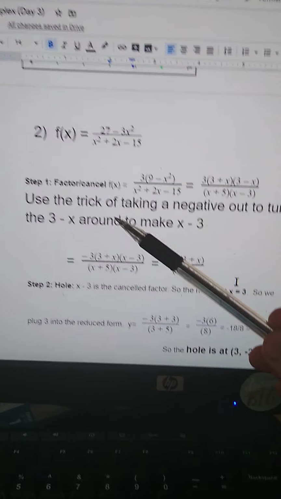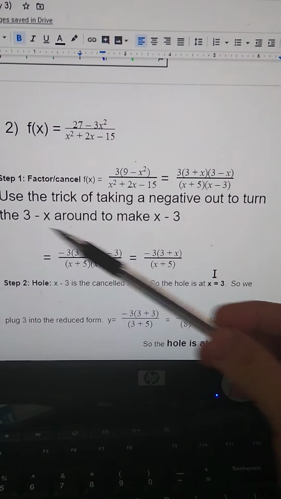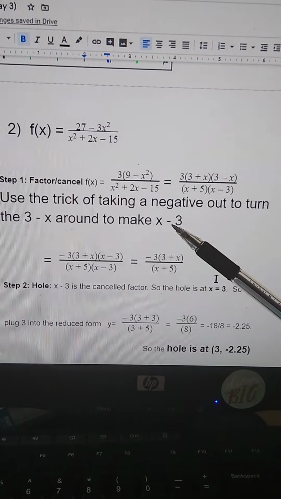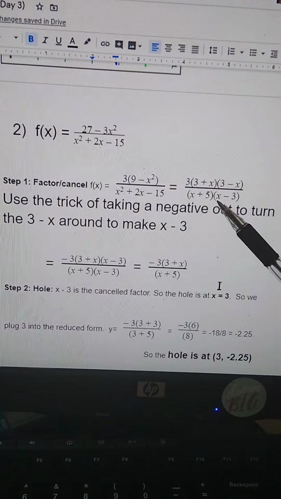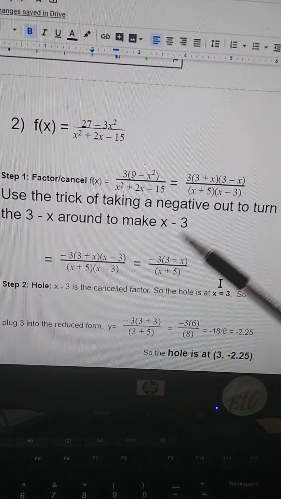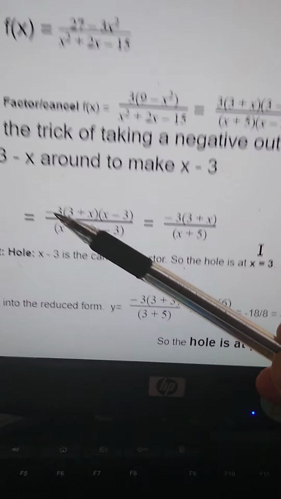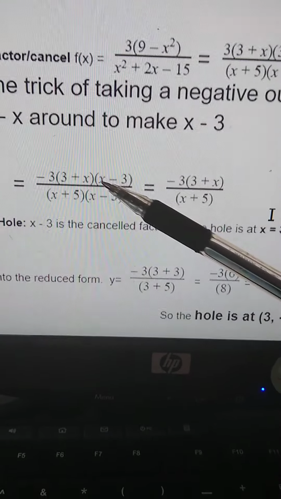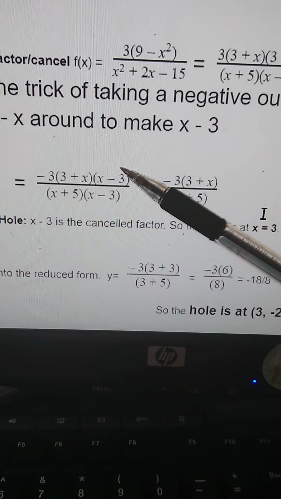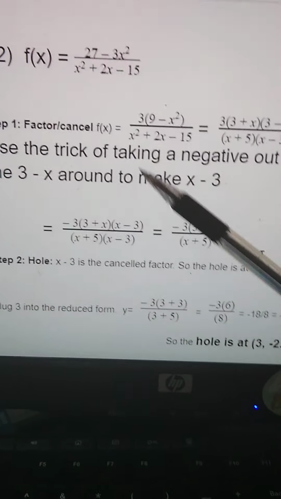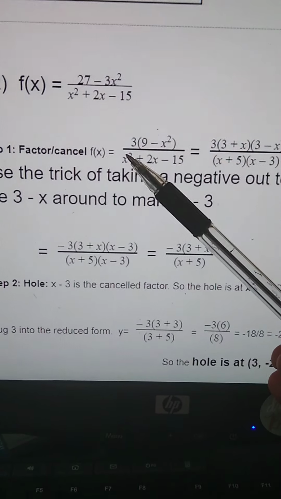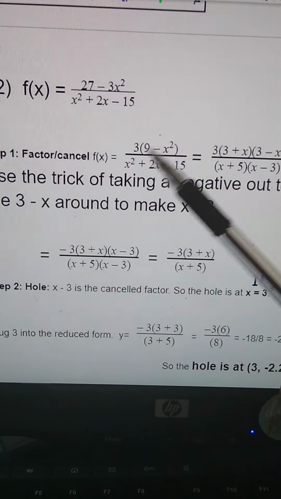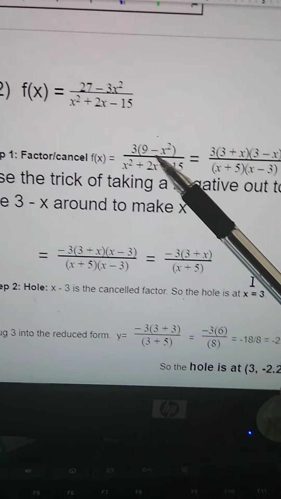So now we need to use the trick of taking a negative out to turn the 3 minus x around into x minus 3, so that it will match the factor in the denominator. Once I factor this denominator, these are almost the same. But I need to take a negative out. So as soon as I take this negative out, I can switch the 3 minus x around to x minus 3, and then these will cancel. Some people like to take a negative from the beginning. They recognize this is out of order, so they would just take a negative 3 out at the beginning and then flip this around to be x squared minus 9. And then you've already taken care of that issue.